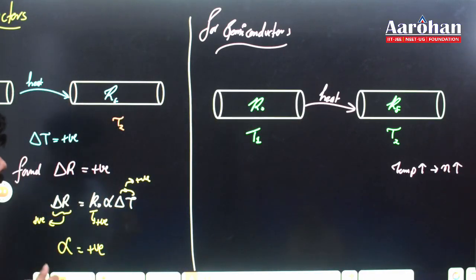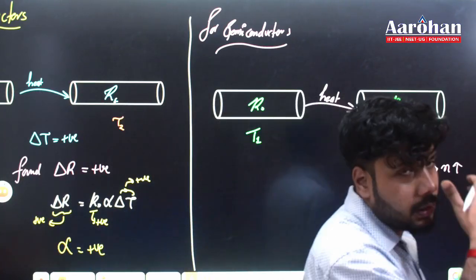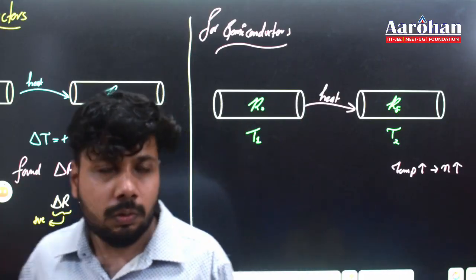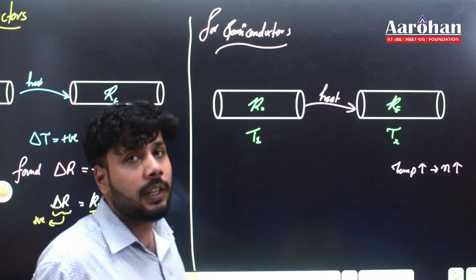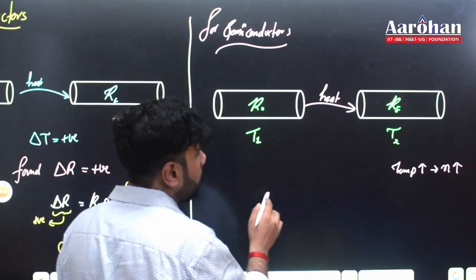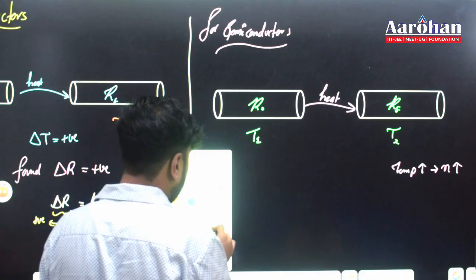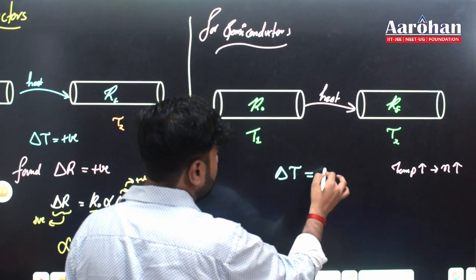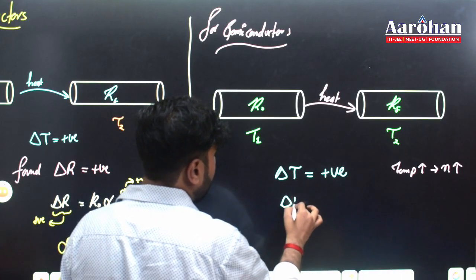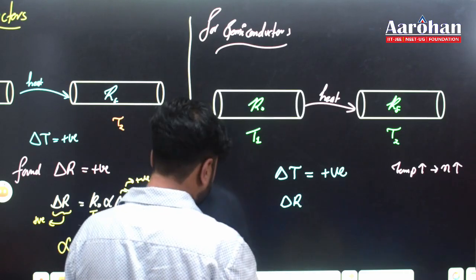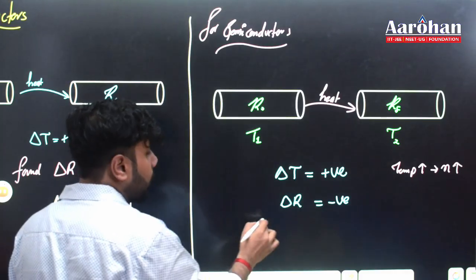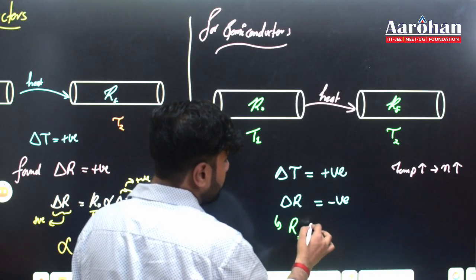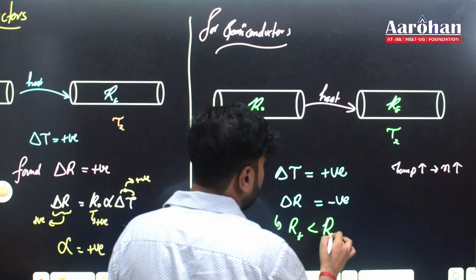The same thing happens for a conductor also, but the difference is that for a semiconductor the free electron density is already very, very small compared to metals. So any change in free electron density creates a significant difference. So even though we are increasing the temperature, so the change in temperature must be positive, the resistance change is coming out to be negative. It means your final resistance is less than your initial resistance.